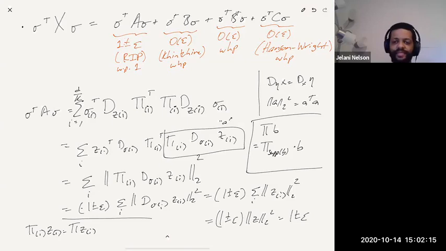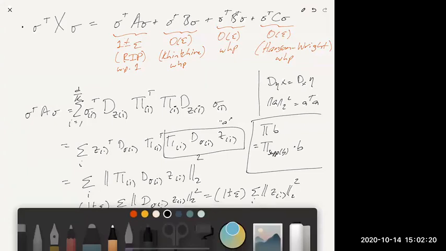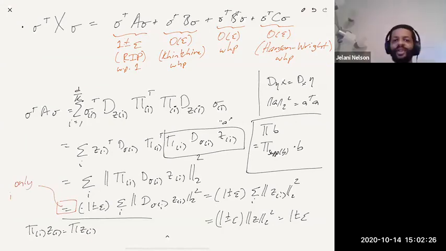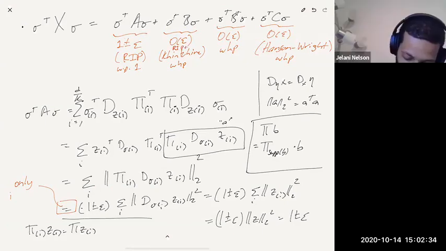Yeah. So this is probably a minor point, but if this is the only place where we use RIP, why do we need it to be 2k? Because it's not the only place we use RIP. Ah, I see. Sorry. Okay. So all of these are like RIP plus Khintchine, RIP plus Hanson-Wright.